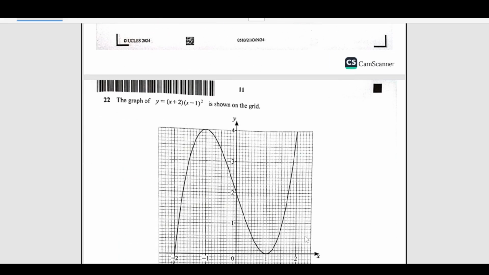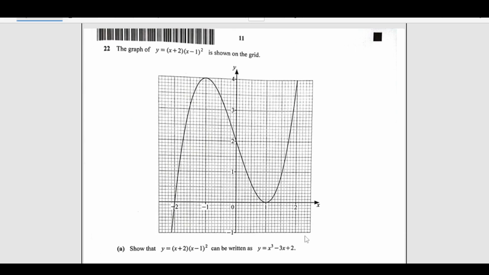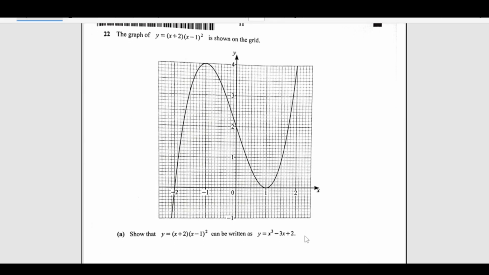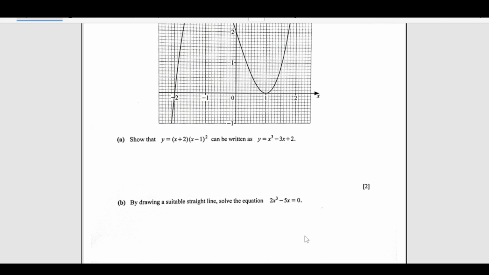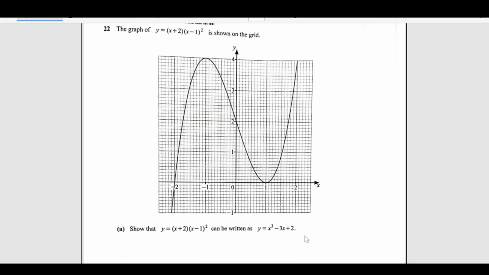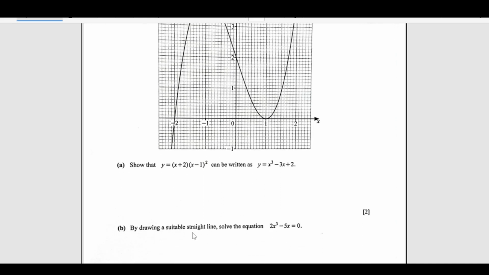Now question 21, the graph of this is shown on the grid. Show that this can be written as this, and by drawing a suitable straight line, solve the equation. Show that this can be written as, okay. So you just need to expand, nothing else actually here. Y is equal to (x plus 2), then (x minus 1) squared is a squared minus 2ab plus b squared. That's the formula that I have applied over here. So then you expand it again.